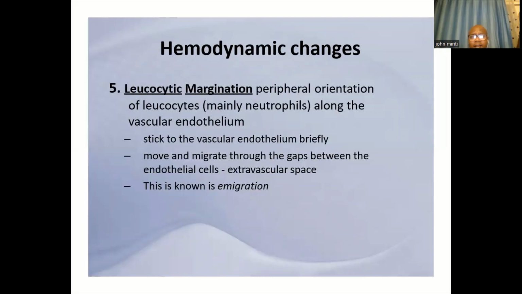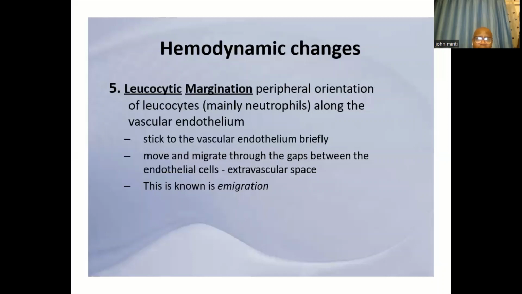The last hemodynamic change during the inflammation process is called leukocyte migration. The leukocytes are the cells which fight inflammation. So there is peripheral orientation of leukocytes, and now they start moving. You know, in a normal person, the blood cells have what you call laminar blood flow, where the cells flow in the middle of the capillary and the serum is on the sides. So at this point, they are not touching the walls of the capillary.